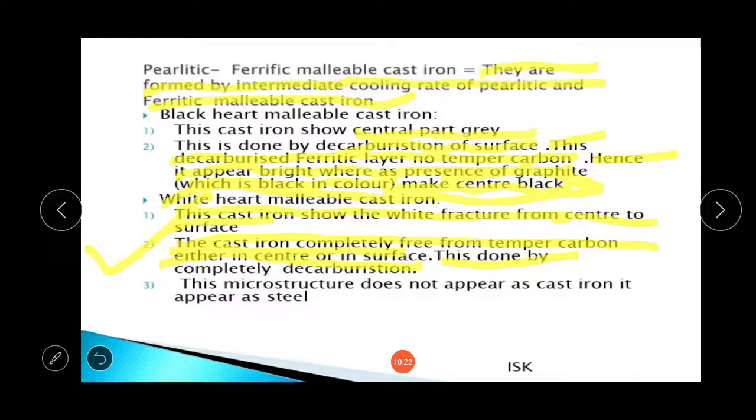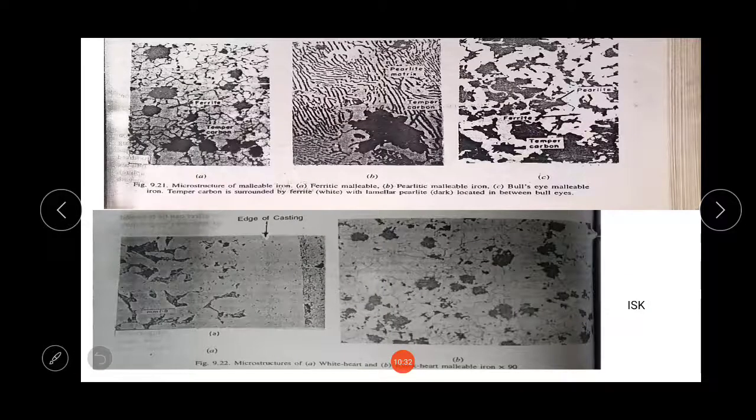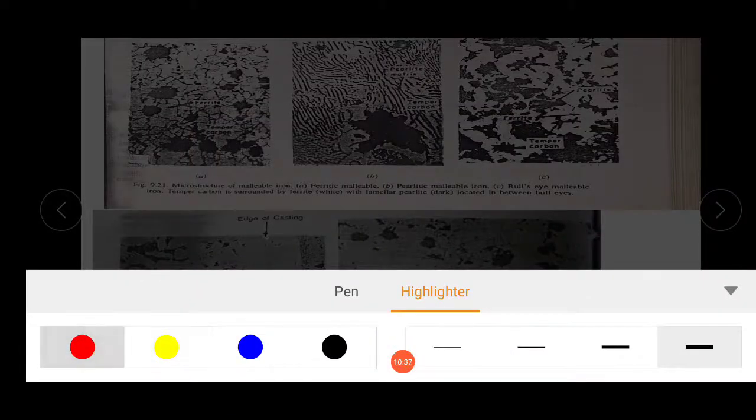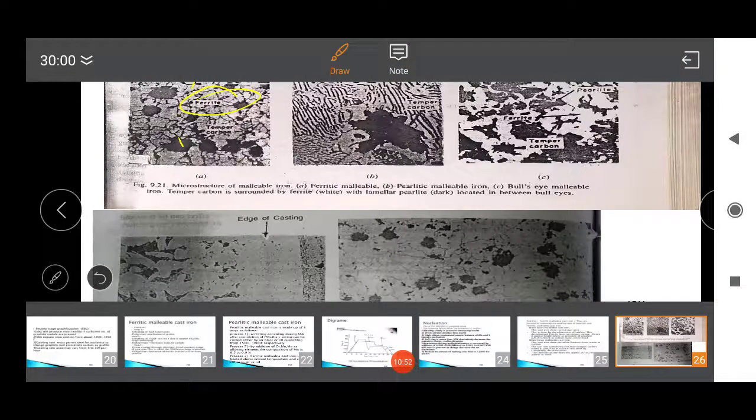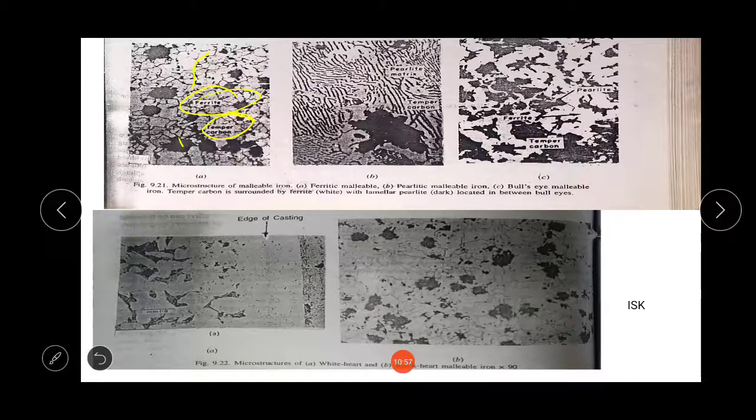This microstructure does not appear as a cast iron, it appears as a steel, such as a white one. This is the microstructure of the malleable cast iron. This white region is nothing but a ferritic region, and this black region is nothing but temper carbon, black spots.